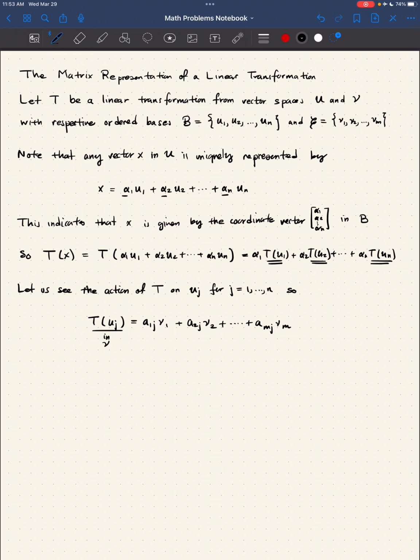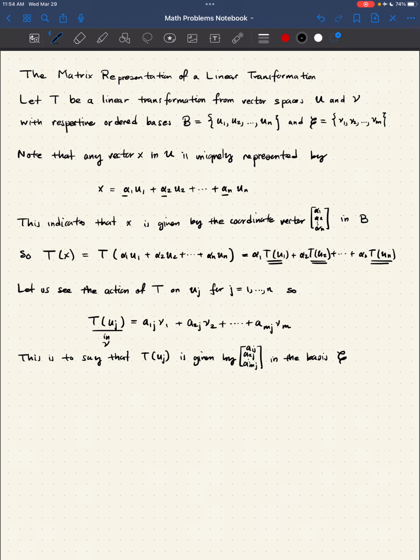In other words, I'm going to use the same wording that I had before. This is to say that T uj is given by the coordinate vector a1j, a2j, and so on up to amj in the basis C.